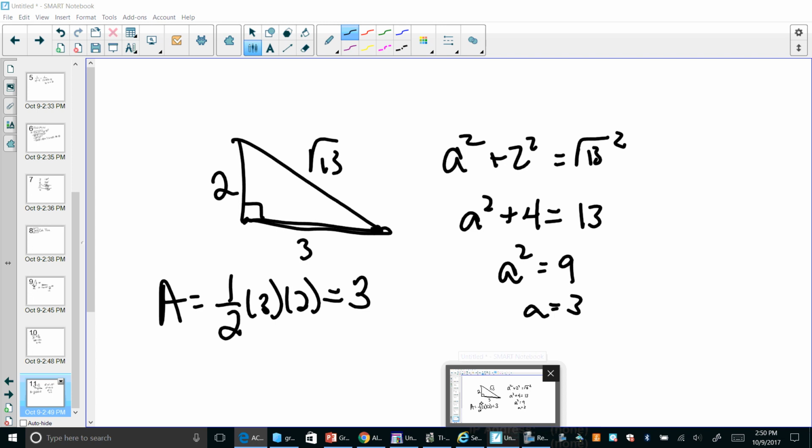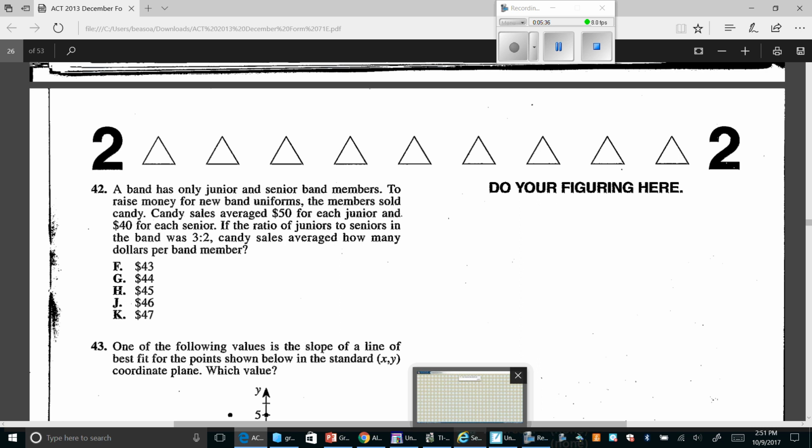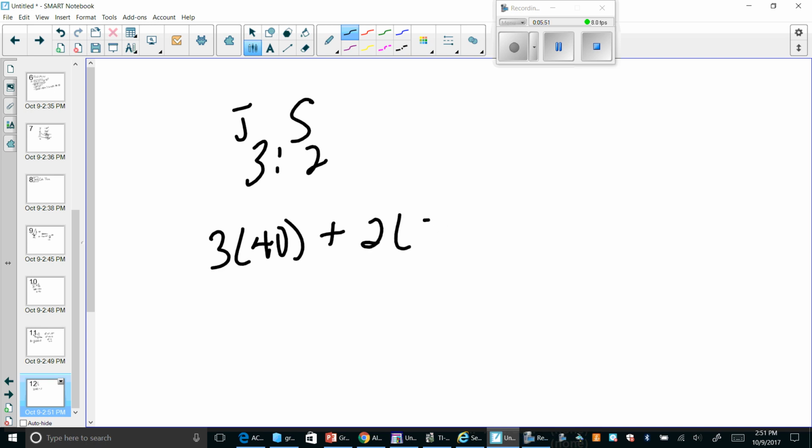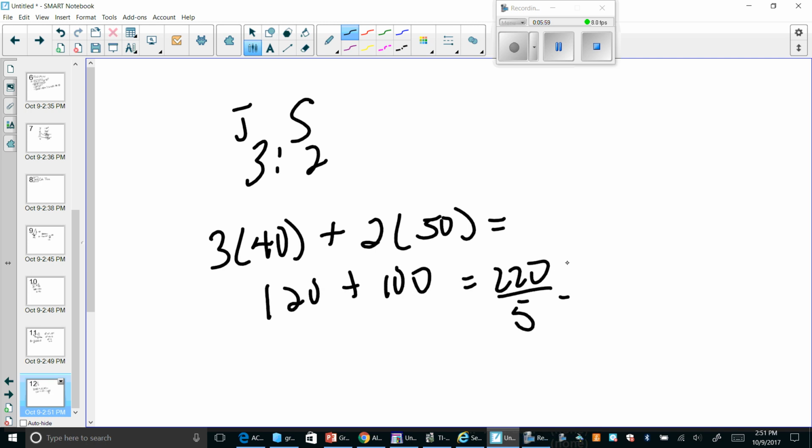All right, so 3 to 2, juniors to seniors. Juniors did $40 each. So I've got 3 people doing $40 each and 2 doing 50. So that's 120 plus 100. That's 220 divided by 5 people, because 3 and 2 added together is 5, and I get roughly $44 each. And hopefully that's right.